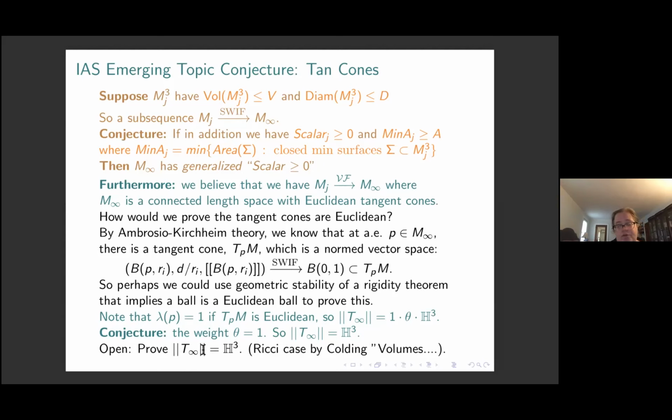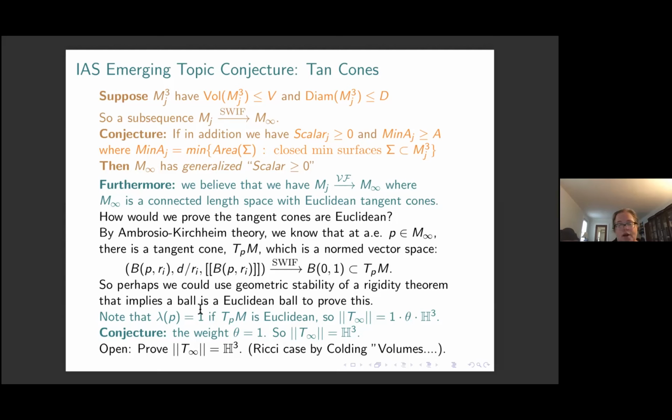If we could prove the mass measure of the limit space is actually equal to Hausdorff measure of dimension 3, that would be a very important, interesting result that could then be used to help perhaps prove some of these. The only thing I really want to warn people is that knowing that the mass measure is Hausdorff does not in any way imply that the norm space is Euclidean, okay?